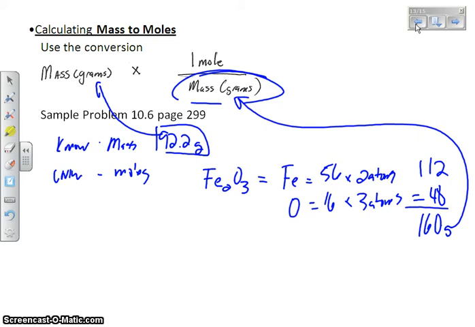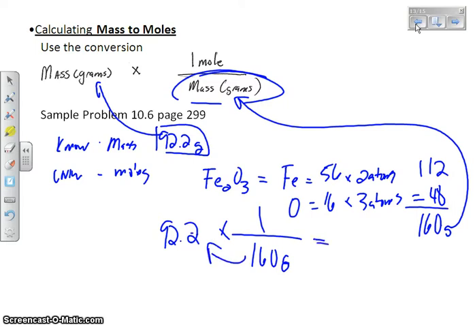So now we're ready to use our conversion factor. It's 92.2 times 1 over 160. This is division. Take this number and divide it by that number. And when you do that, you get a number that is approximately 0.578. Now, if you're using your calculator, you're going to get a different number because of the rounding. All right? And that is how you calculate mass to moles.